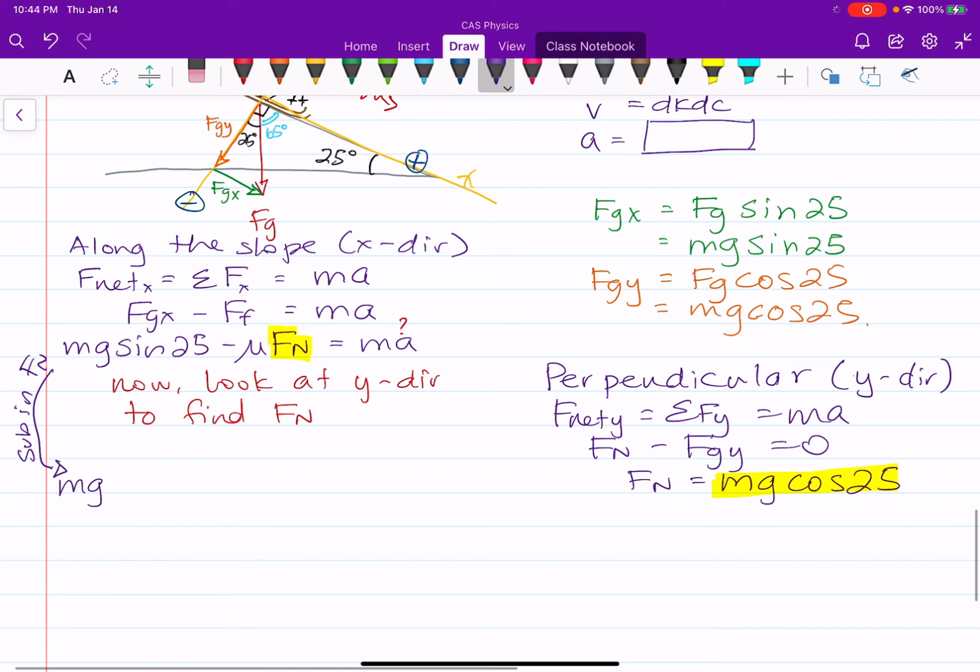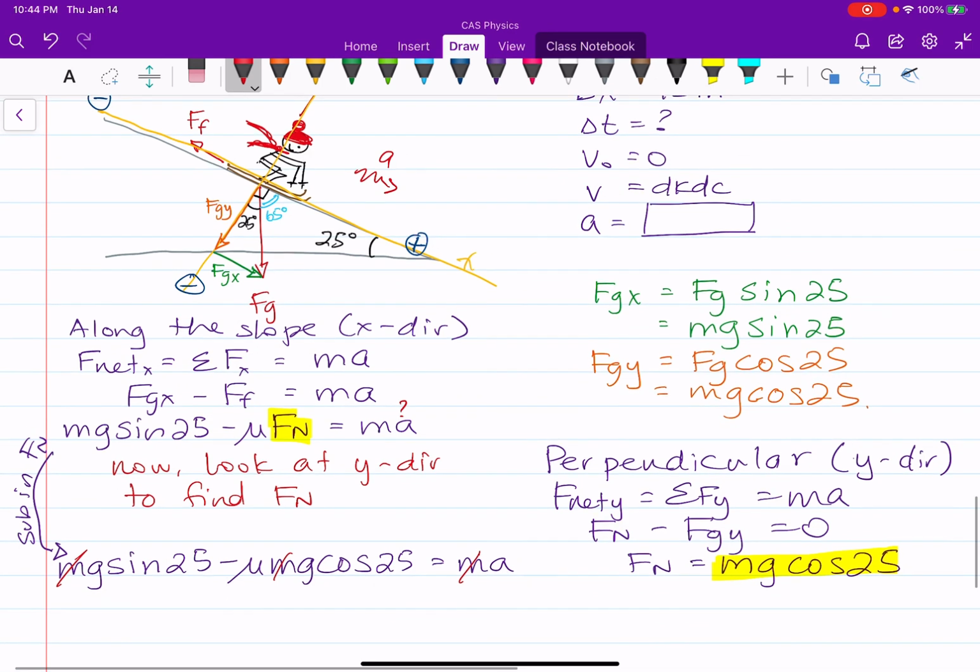M times G times sine of 25 minus mu times, now it's M times G times cosine of 25. And all that equals M times A. So this is what I mean by it's more elegant to leave all the variables in. Maybe you can see this, but I've got an M in each of my terms. So I can actually cancel out the M. It's interesting because the mass of the skier actually has no bearing on the amount of friction or how quickly she'll accelerate down the slope.